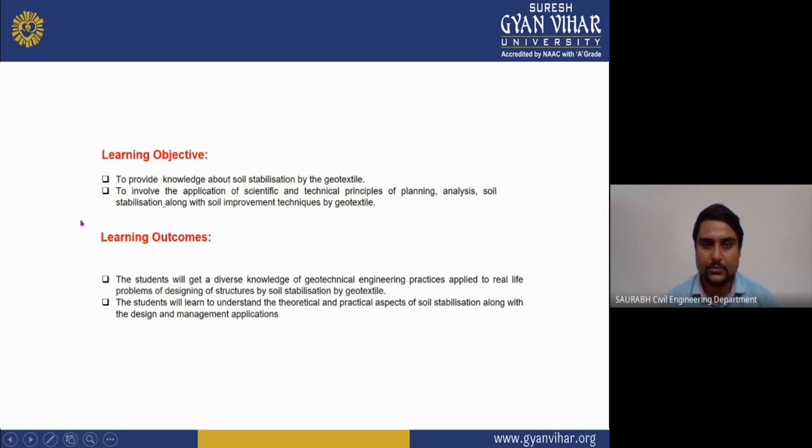Learning objective: to provide the knowledge about soil stabilization by the geotextile. To involve the application of scientific and technical principles of planning and analysis of soil stabilization along with soil improvement techniques by the geotextile. The student will get the desired knowledge of geotechnical engineering practice applied to real life problems of designing structures by soil stabilization, which will be done with the help of geotextile. This is your learning outcome.